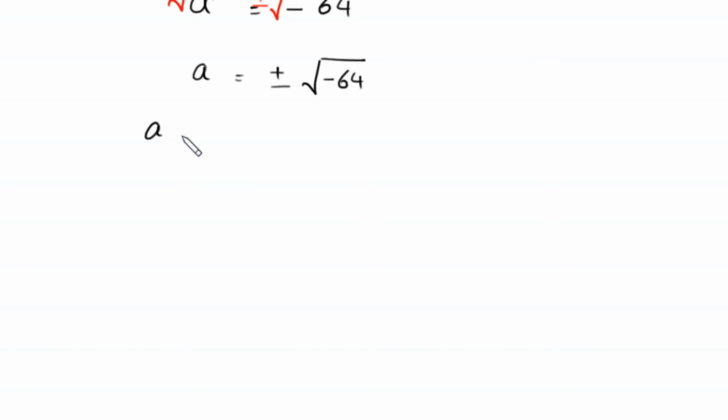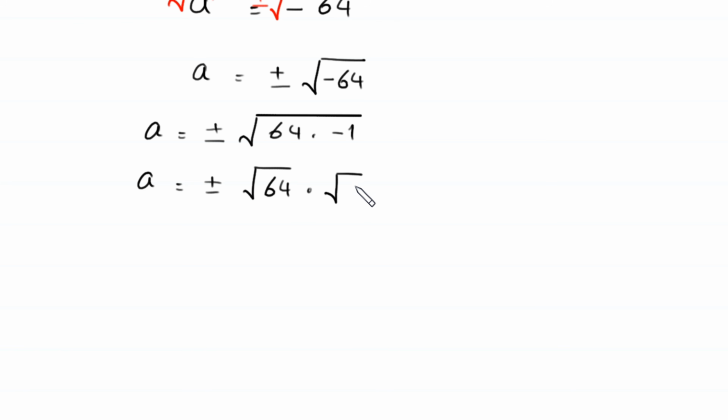Next, a is equal to plus or minus the square root of negative 64, which can be written as the square root of 64 times negative 1. Next, a is equal to plus minus the square root of 64 times negative 1, which can be written as the square root of 64 times the square root of negative 1.